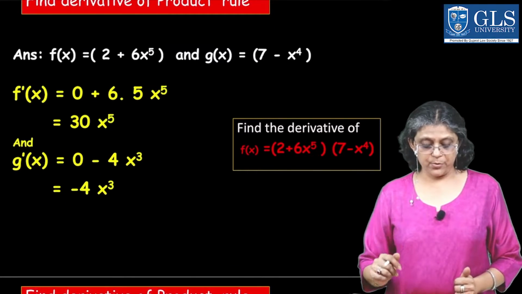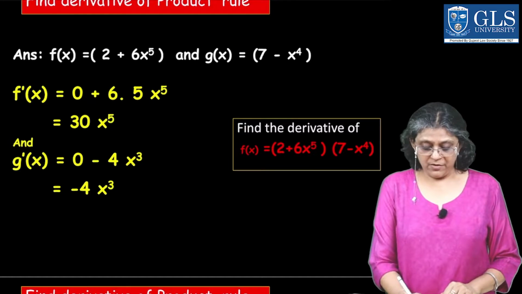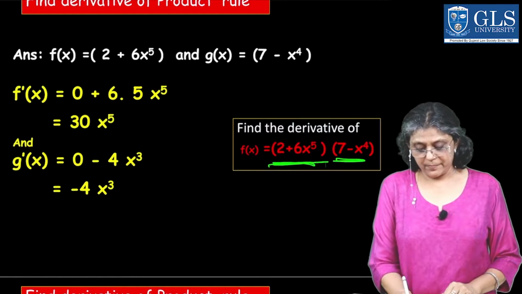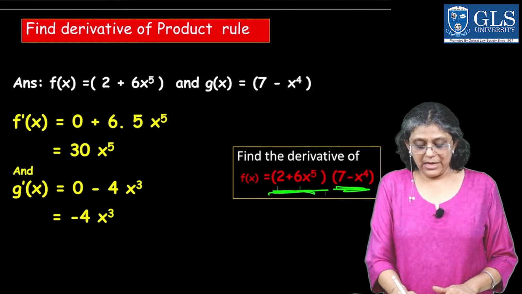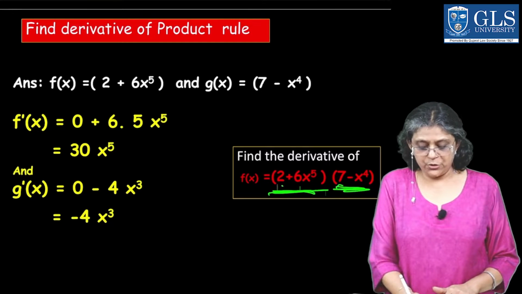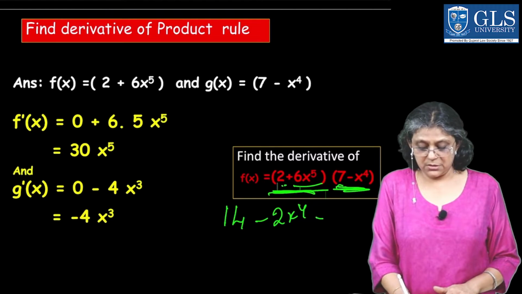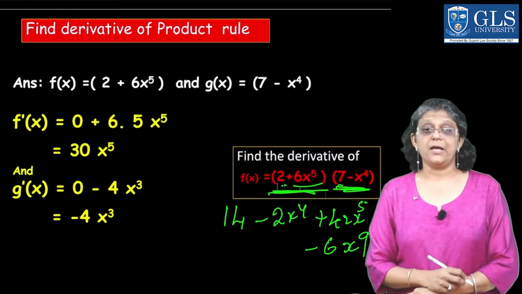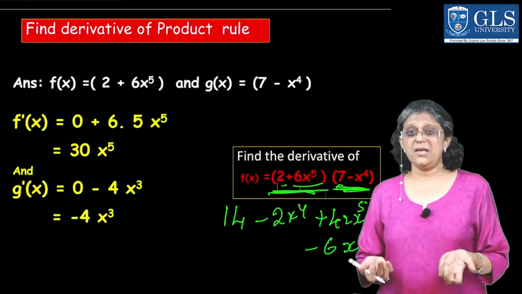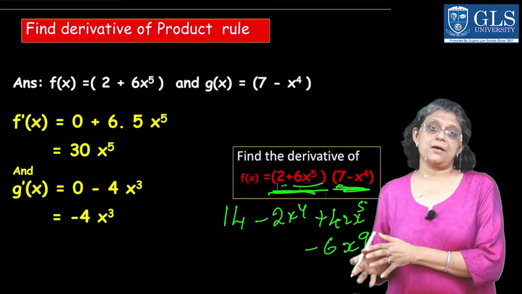Now we say product rule. We have two terms. If you see, two terms. There is one option. We can open this equation. So 2 into 7 is 14, 2 into this is minus 2x⁴, this into this is plus 42x⁵ minus 6x⁹. But at times you have three expressions, so expanding becomes very tedious.